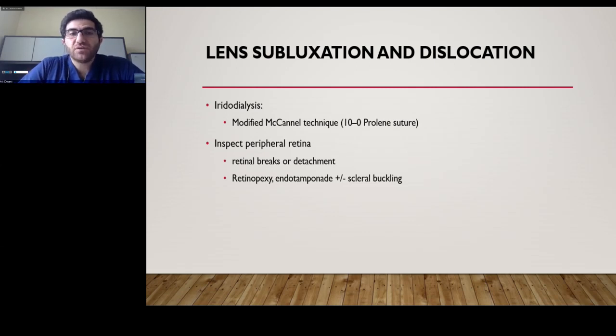I do not recommend using scleral buckling prophylactically. I only use scleral buckling in case of an associated retinal detachment with PVR.